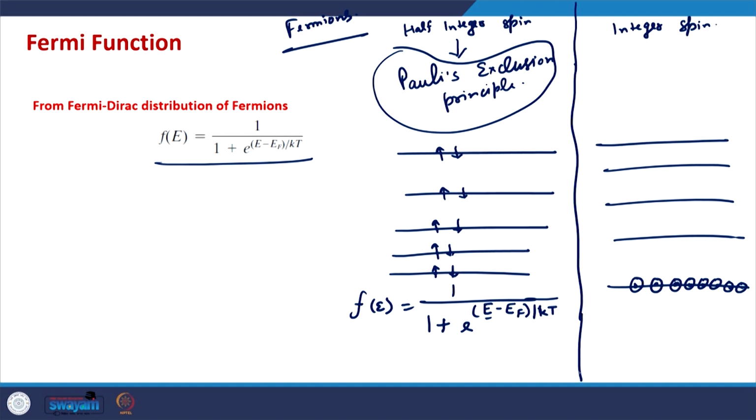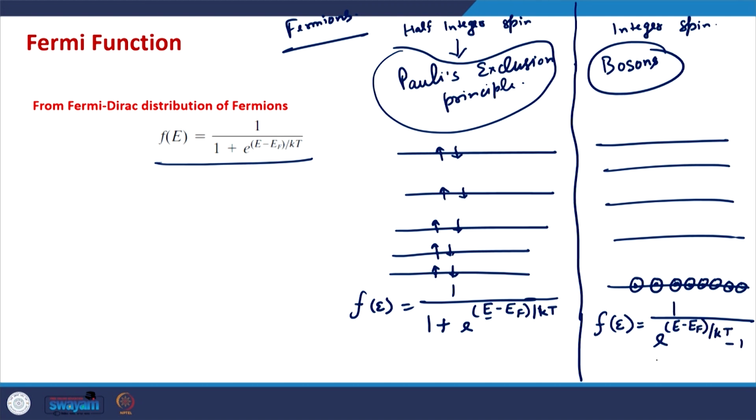And the bosons' distribution function is given by the Bose-Einstein distribution function, and this is how it reads. It has a -1 sign in the denominator. There is a subtle difference, but this difference is extremely important, because it changes the entire statistics. It changes entirely how various electronic states are filled in the system.